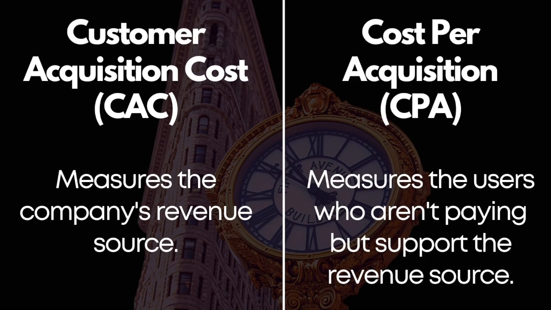So to recap, CAC is the cost to acquire a paying customer, and CPA is the cost per acquisition of a free non-paying user that supports that money source. So every business should calculate CAC, and some businesses will want to calculate CPA as well.